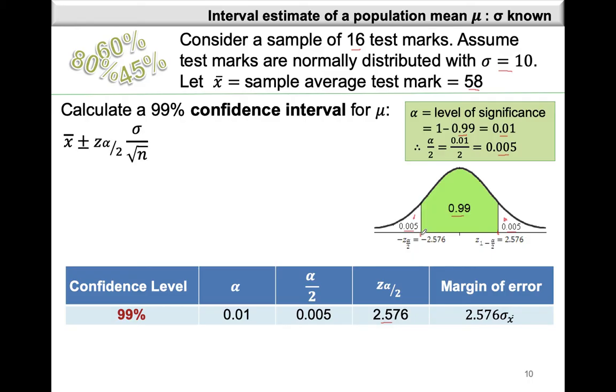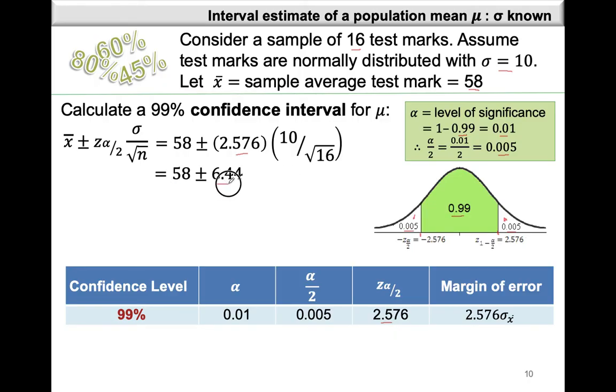So our interval is x bar plus or minus Z alpha over 2 times sigma over root n. So we're going to replace our values in the formula, and this is equal to 58 plus or minus 2.576 times 10 over the square root of 16. That gives us a margin of error of 6.44, and our interval will be 58 minus 6.44 as the lower value, and the upper value will be 58 plus 6.44. So our final interval will be from 51.56 to 64.44.